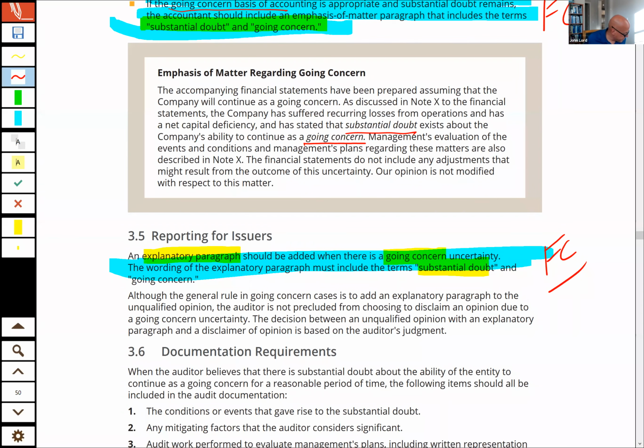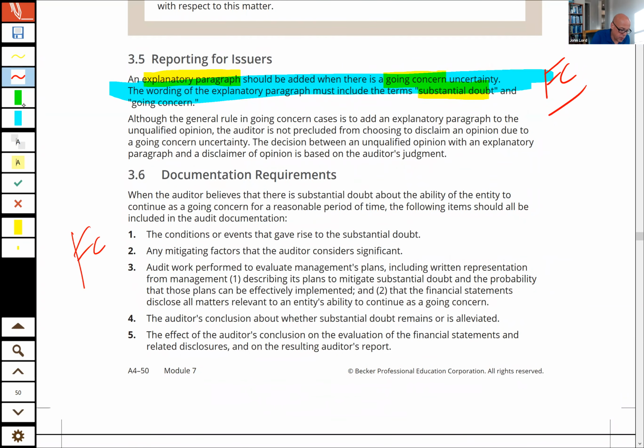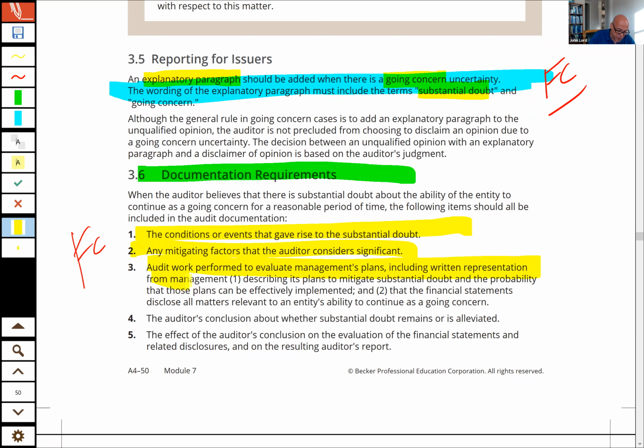Okay, good. Let's go ahead and flashcard the documentation requirements. I almost always ask you to flashcard documentation requirements. One, so you remember that it has to be documented. And two, it is generally a very nice summary of the area. Okay, so what happened? What were the conditions? The conditions would be adverse conditions and financial trends. What were the mitigating factors? Okay, audit work to perform to look at management representations to determine if they can effectively implement the mitigating factors.